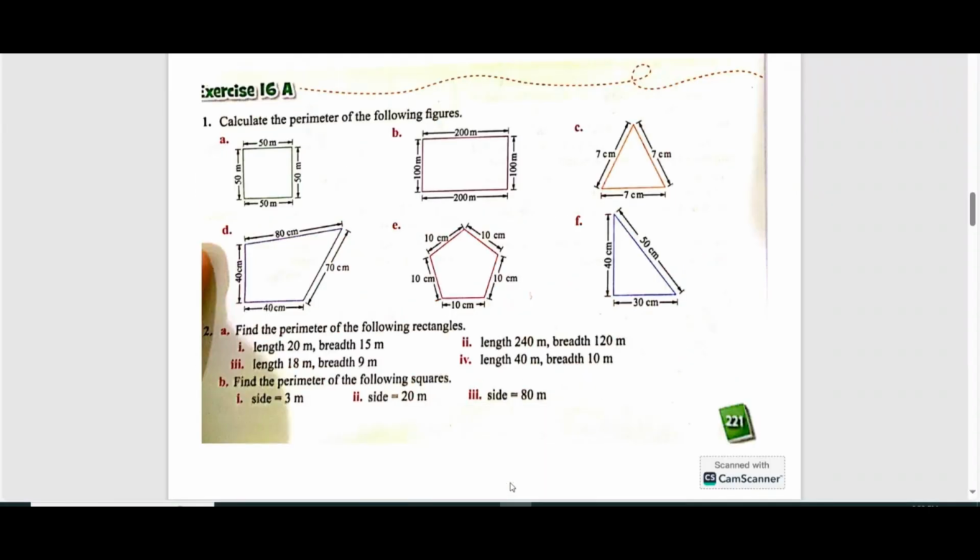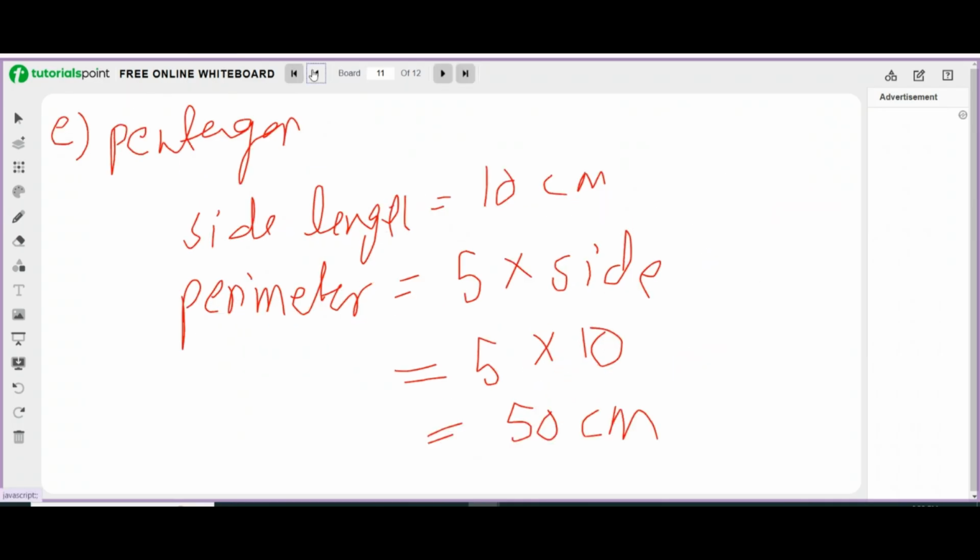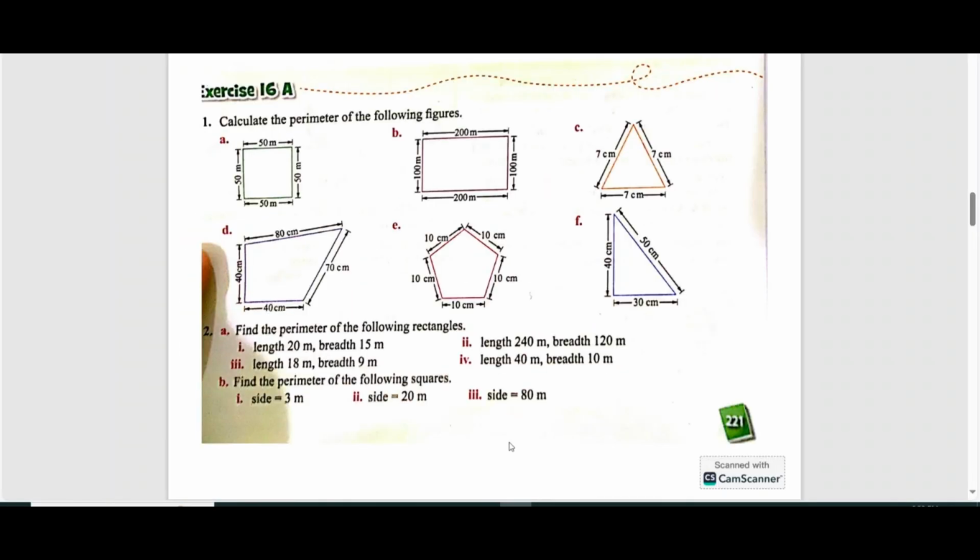Can I move to question number 2 now? Okay, yes, you can. I have to go to the previous slide. This one. I will have a look at question number 2. Find the perimeters of the following rectangles. Length is 20 meter, breadth is 15 meter. And then you have to find the perimeter.